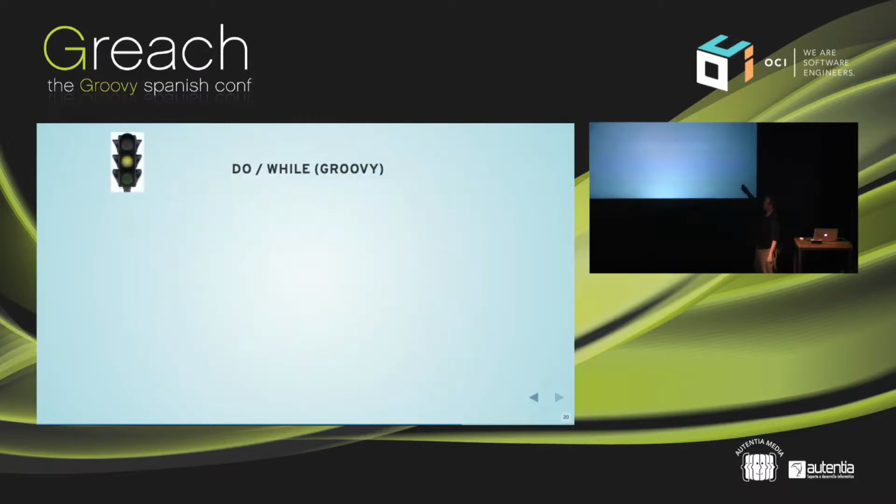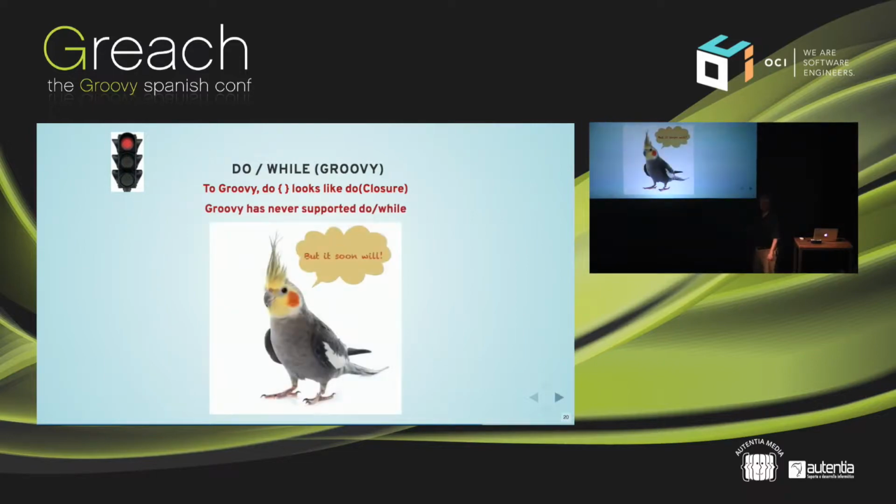And the reason is in Groovy, do, curly brace, close curly brace, looks like I'm saying do and then passing a closure, and it's like, I don't know what to do with this, so it doesn't work currently. It's never supported the do-while. But the Parrot grammars are introducing do-while. For the first time, Groovy will have do-while, and this will go away as soon as we get to Groovy 3.